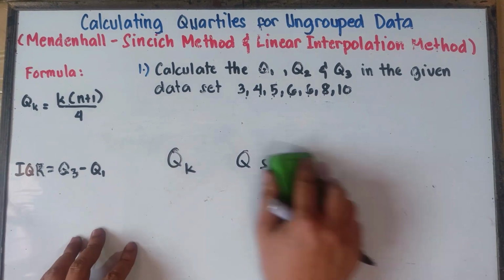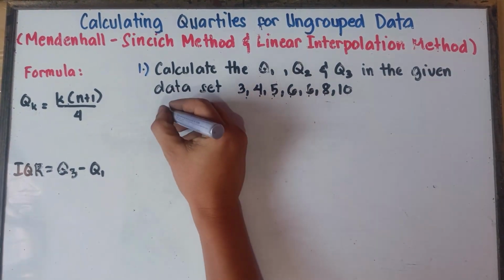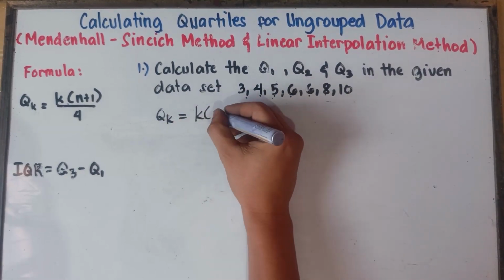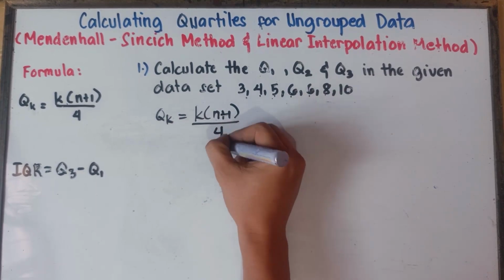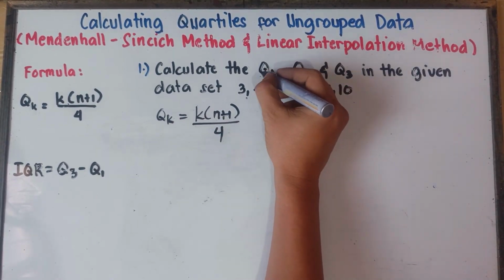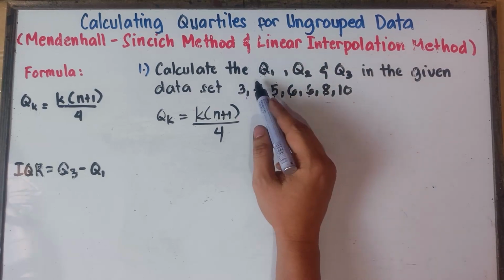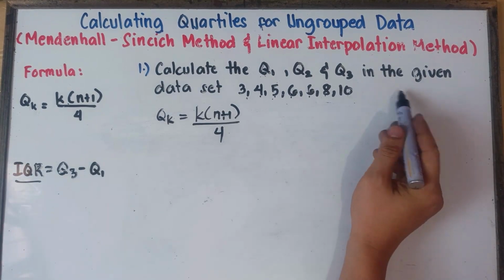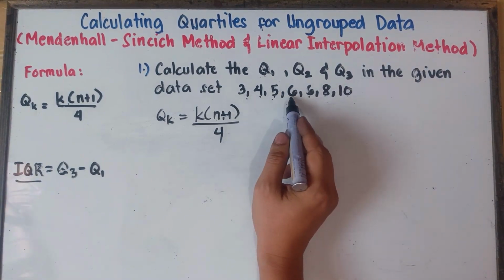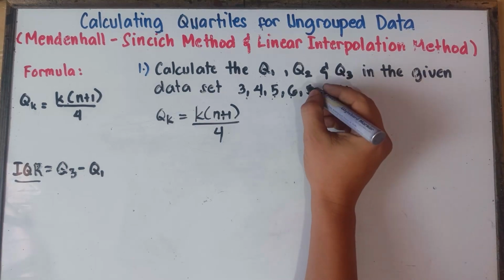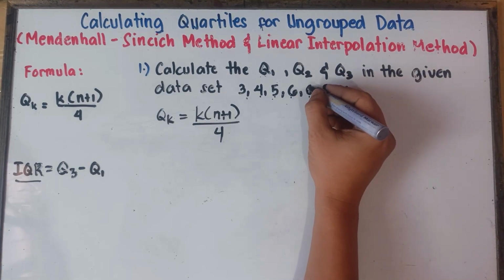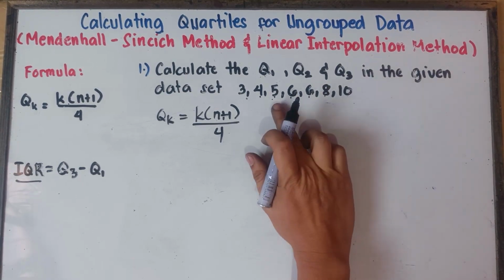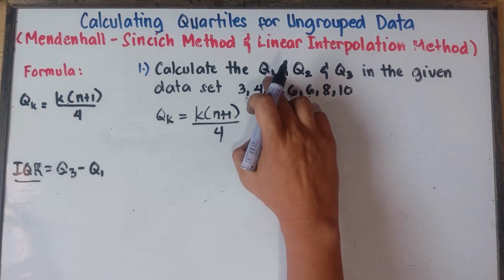Alright, let's do that. Example number 1. Alright, so let me copy the formula. Q sub K equals K times n plus 1 divided by 4. So we're looking for quartile 1. Once again, class, our given, we have to calculate the quartile 1, quartile 2, quartile 3, and then interquartile range in the given data set 3, 4, 5, 6, 6, 8, 10. So it's already been arranged, so no need to worry. Once again, class, if the data set is not yet arranged, you need to arrange it. So therefore we're looking for quartile 1.